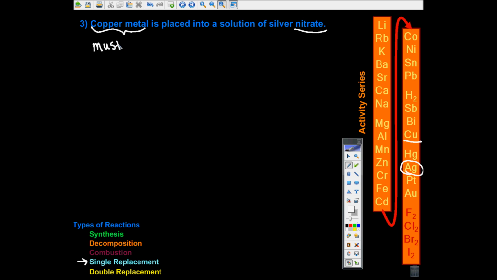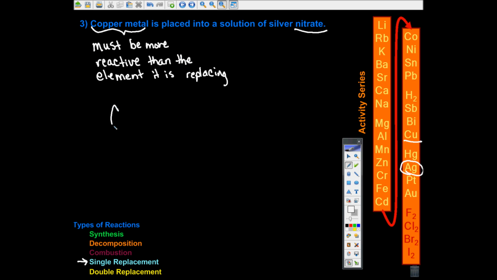So this single element must be more reactive than the element it is replacing. In this case, silver. If it's not more reactive than the element it is replacing, no reaction will occur. But in this case it is. It's higher on the activity series, so it's more reactive. And we can go ahead and write the equation.